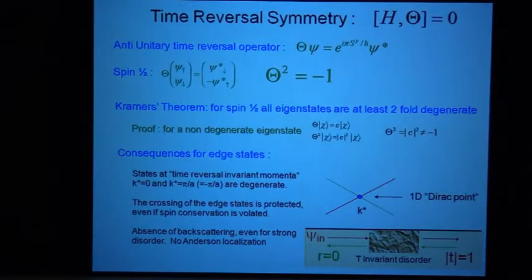I want to make sure everybody is on board with it. Time reversal symmetry is not your usual kind of symmetry that you learn about in beginning quantum mechanics. Usually you think of a symmetry as a unitary operator. This isn't. Time reversal symmetry is an operator which, in addition to doing some unitary operation, takes the complex conjugate of the wave function. And so it's an anti-unitary operator.